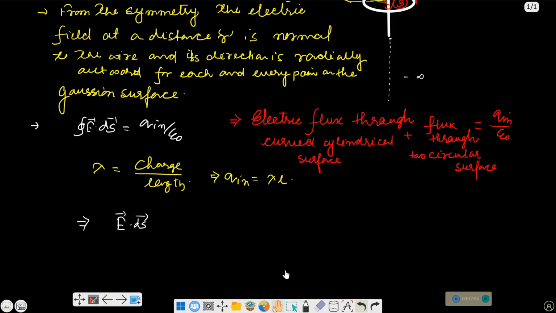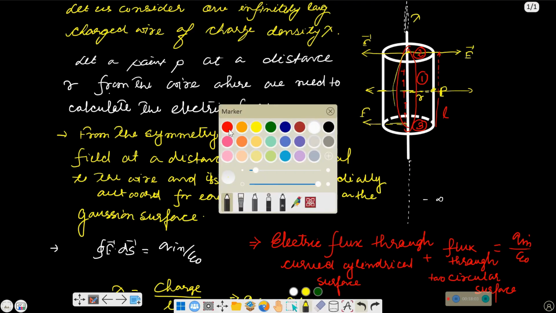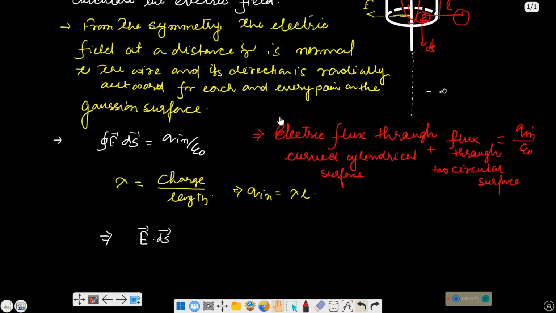and if we look at any area element on the Gaussian surface, the area vector is parallel to the electric field for each and every point of the curved surface. But for the two circular surfaces, this is the area vector direction, ds, and this is the area vector direction, ds. But at these points, the electric field is perpendicular to the area vector for the two circular surfaces.